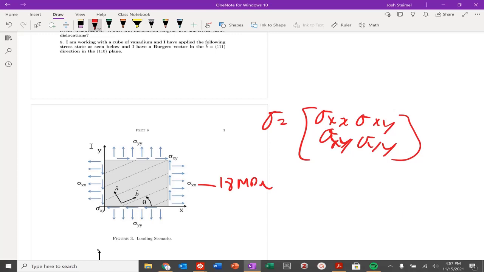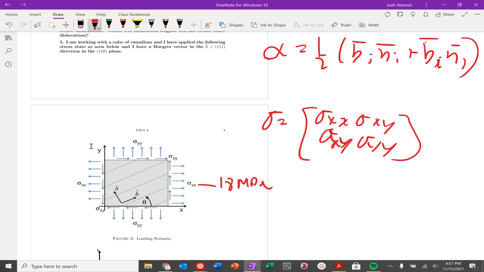In order to do that, we're going to have to use our Schmid resolution tensor. And that is going to require the following set of relationships. So we are going to say that our alpha is equal to 1/2 of Bj times Ni plus Bi times Nj, or vice versa. And our resolved shear stress will just be alpha ij, sigma ij. So we need to figure out what is our B and N vector.